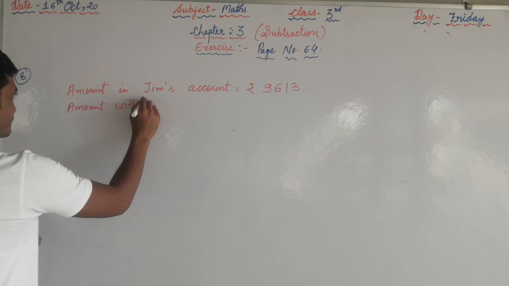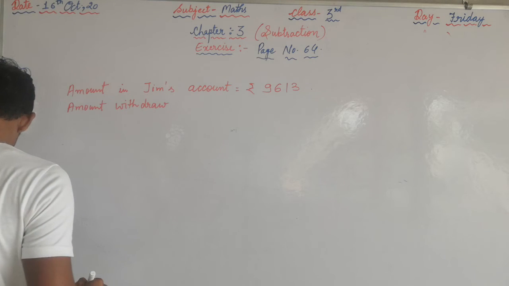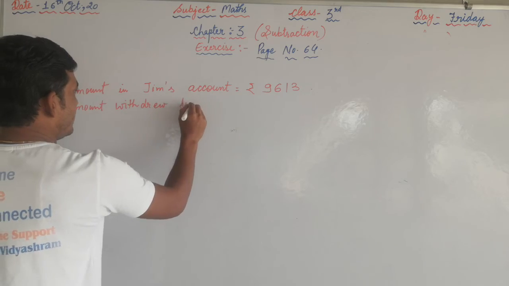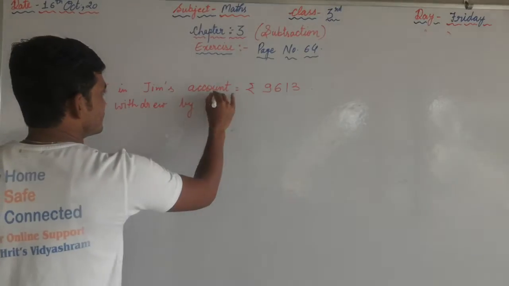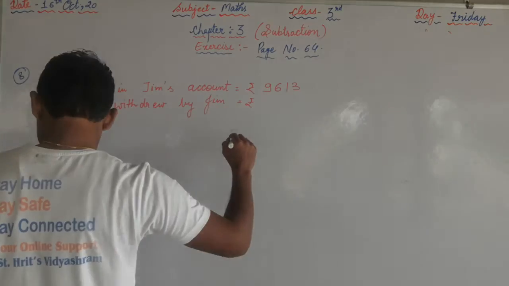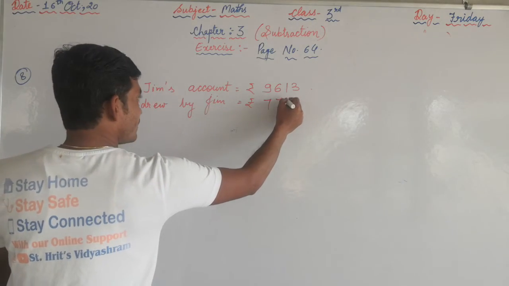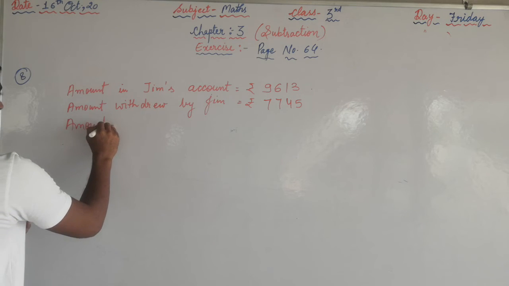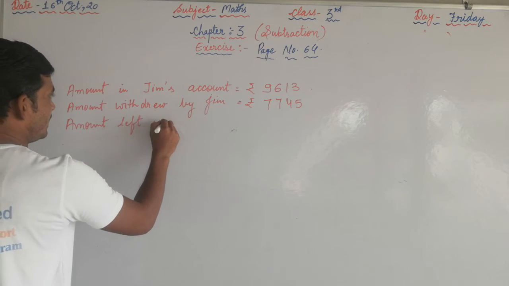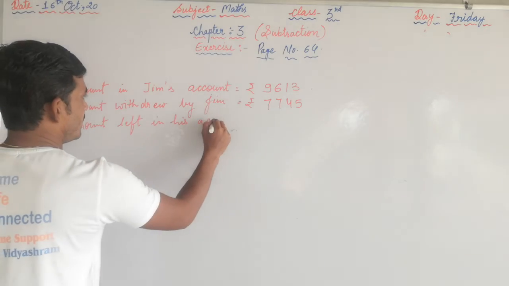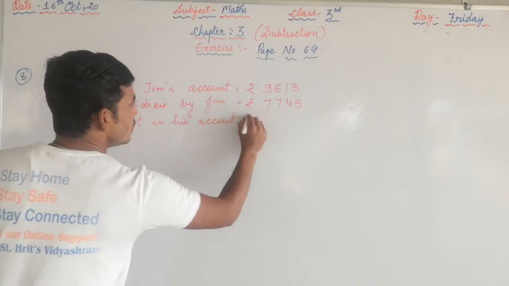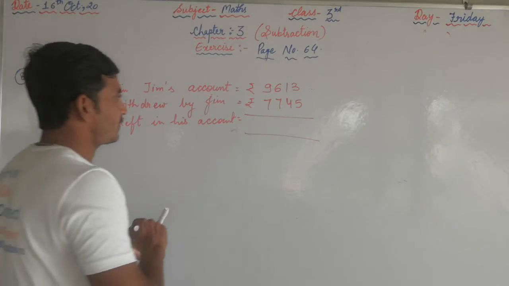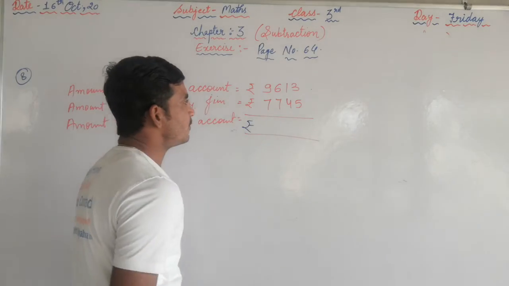Amount withdrawn by Jim equals rupees 7,745. Amount left in his account equals left. What do you have to do? You have to subtract the numbers. Now you have to perform the subtraction here.